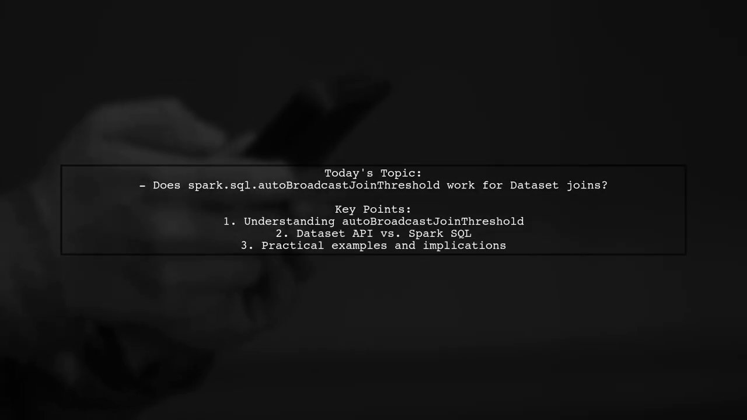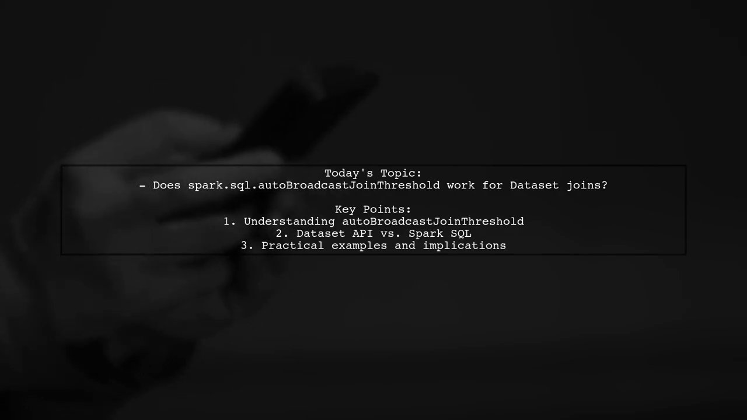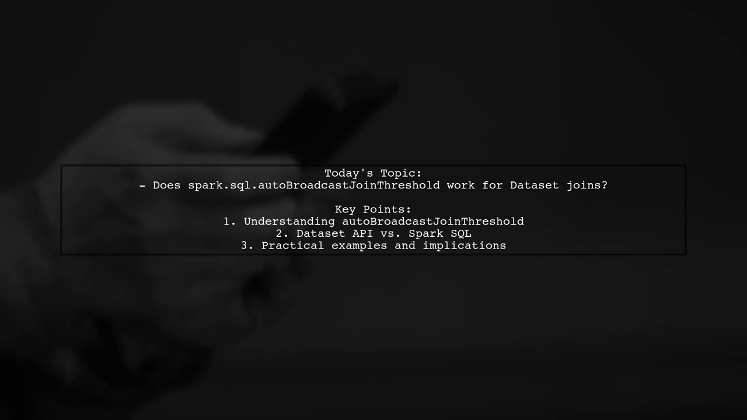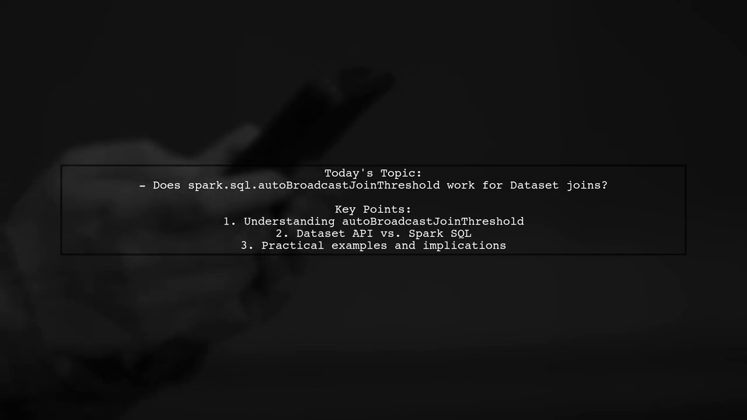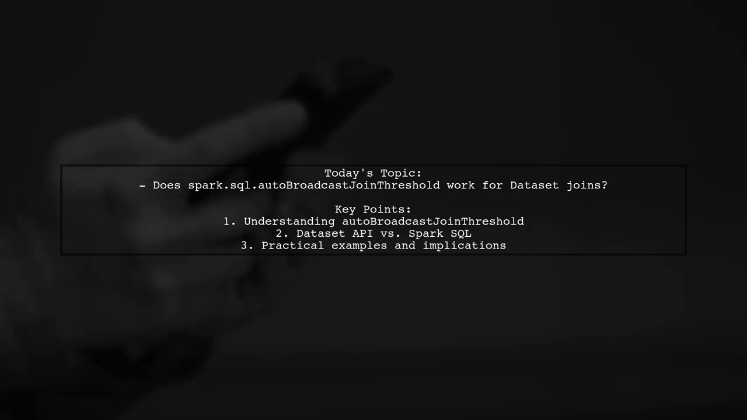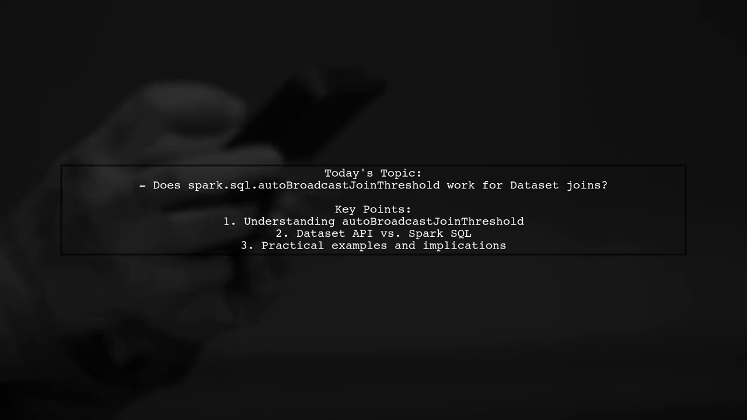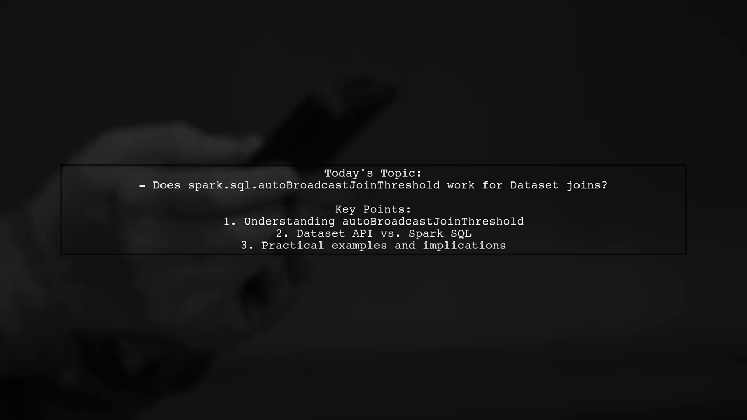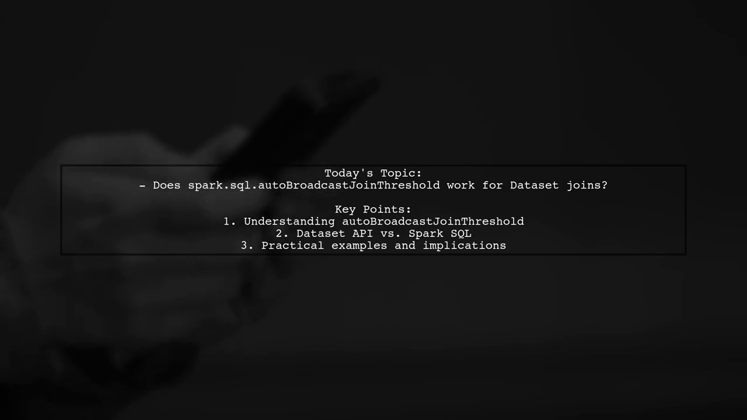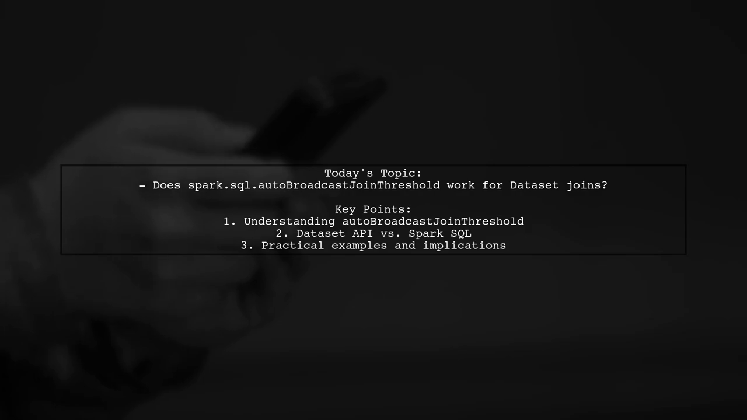Today, we're tackling an intriguing question from one of our viewers. They want to know if the spark.sql.autoBroadcastJoinThreshold property can effectively broadcast a smaller table across all worker nodes when using the Dataset API's join operator rather than Spark SQL. Specifically, they're curious if setting this threshold to 21 gigs would allow a 20 gig table to be broadcasted while joining it with a much larger 250 gig table.